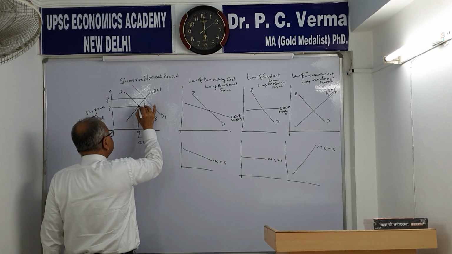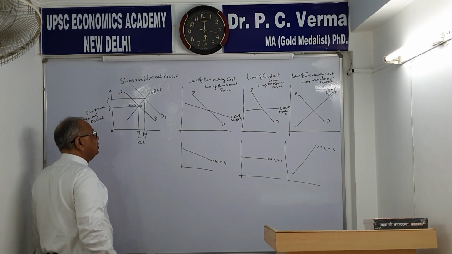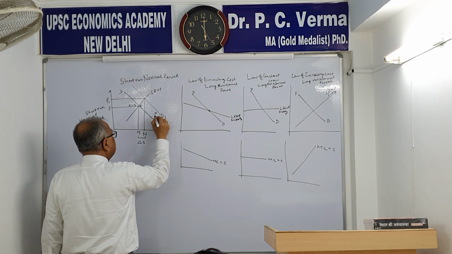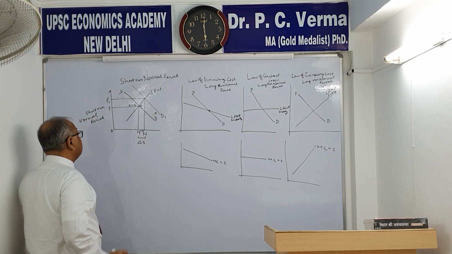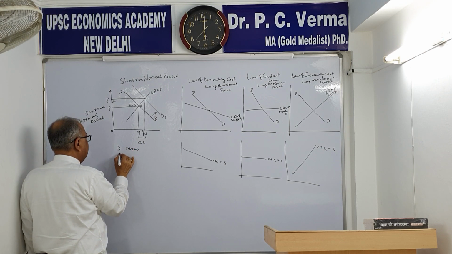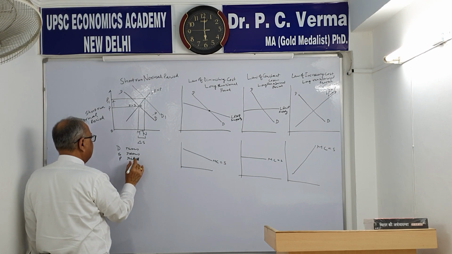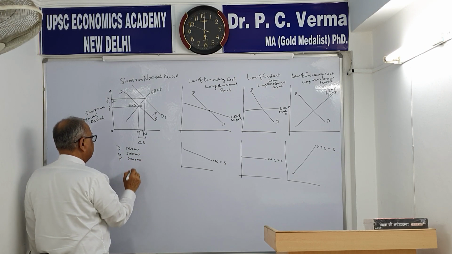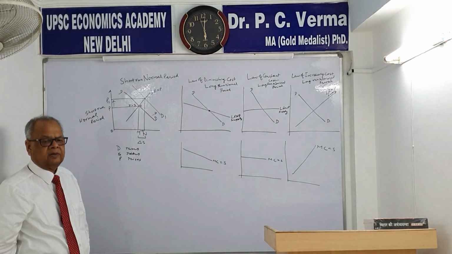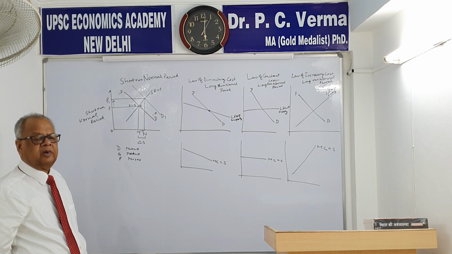At point E, what is the case? Demand is equal to supply. Therefore, price is OP. Now, demand increases in the short run. Supply will also increase by a smaller amount, but price will also rise. It means D rises, S rises, P rises. This is the case of short run normal.